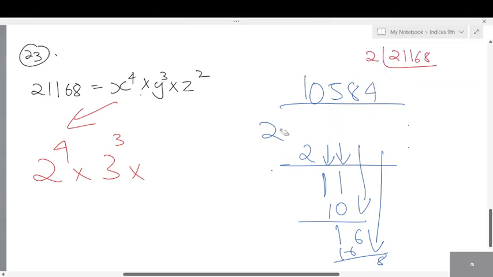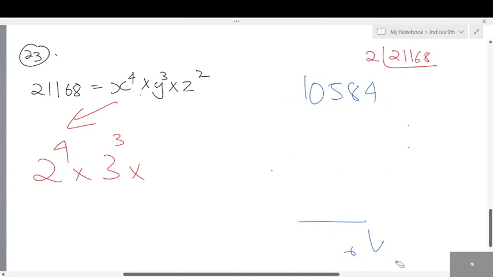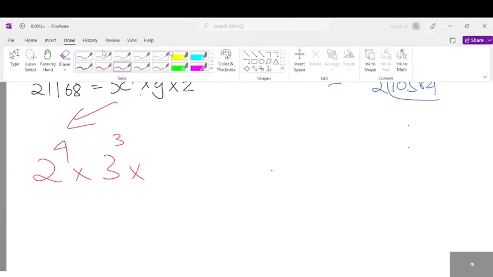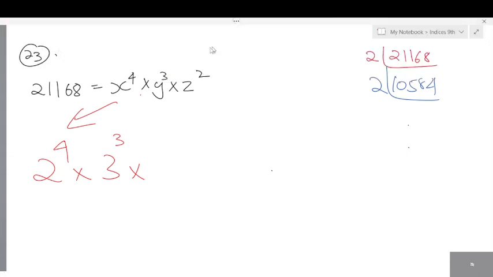So here I have gone wrong. What should I write? How many times does 2 go? 10. Yes, 10584. Now let's try. How many times does 2 go? See, at the start you can take two numbers. After that, you should take a single number.